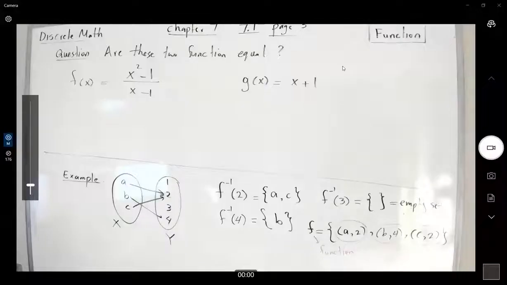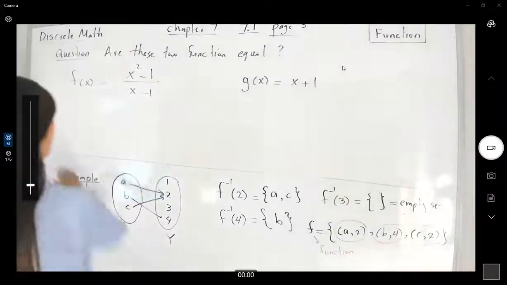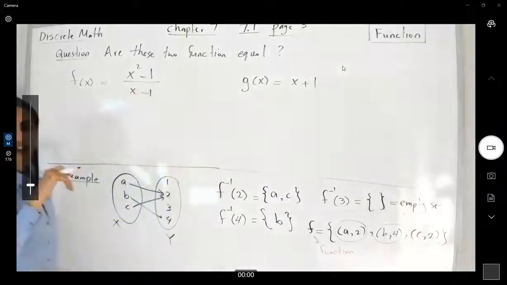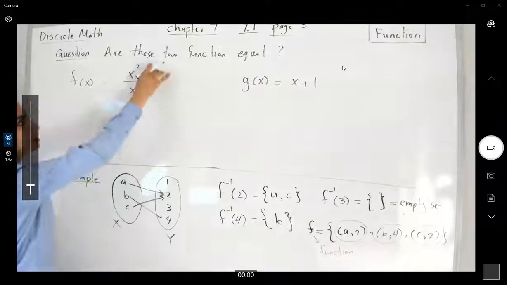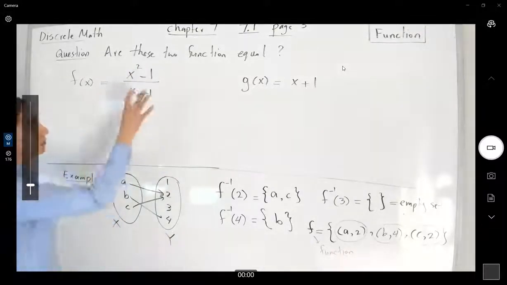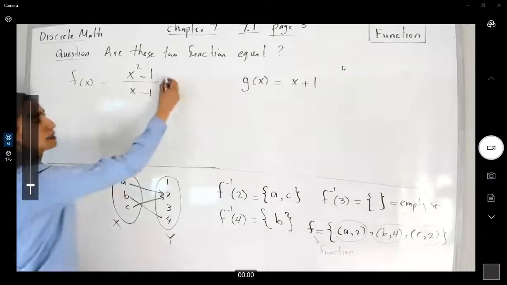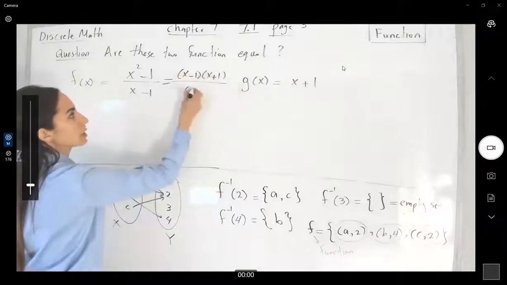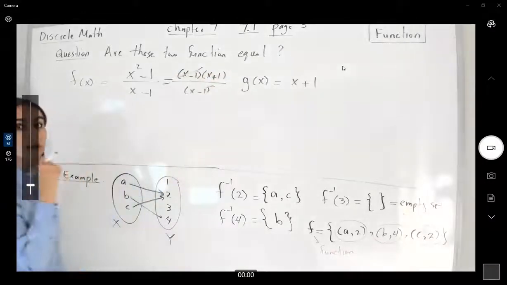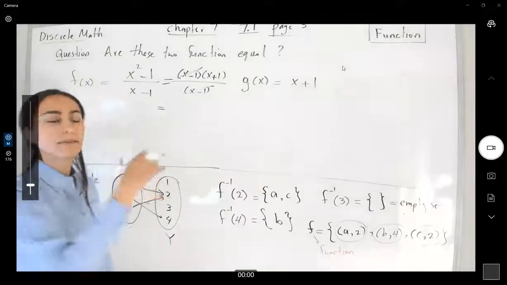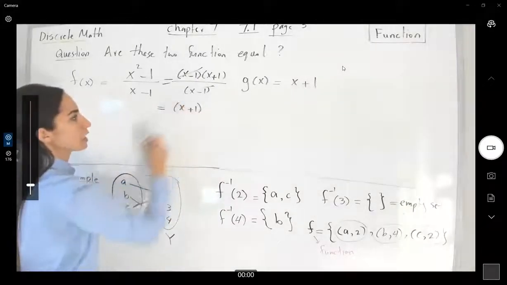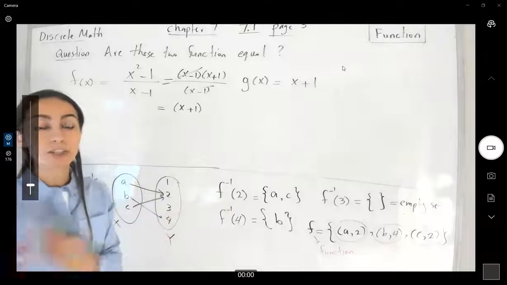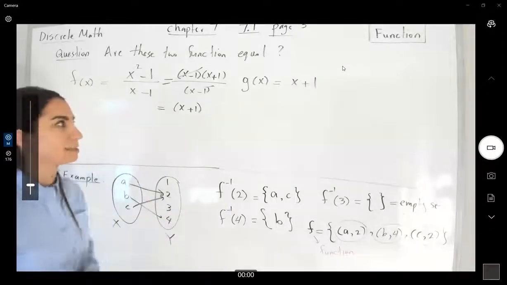Yes. Very well. So what do we have here? We have a rational expression, x squared minus 1 divided by x minus 1. You might say, hey, I can simplify this as x minus 1 times x plus 1, divided by x minus 1, and you can cancel out the common terms. And after simplifying, they are the same: x plus 1 is equal to x plus 1. So it says, since the expressions are the same, the functions are the same.